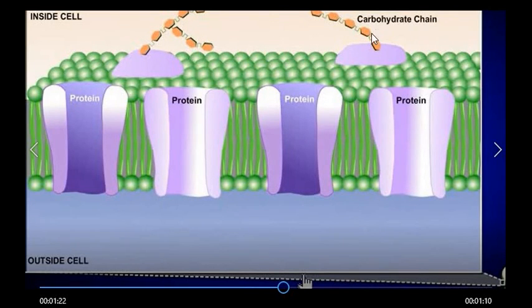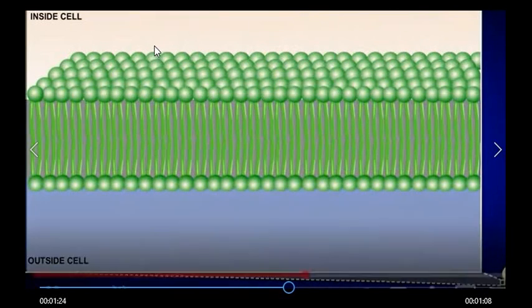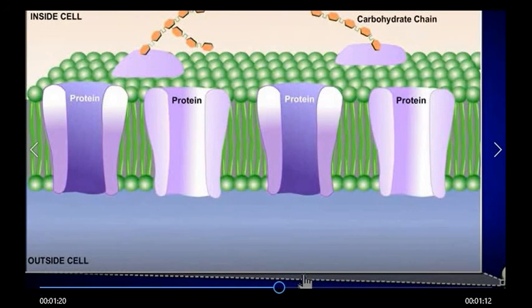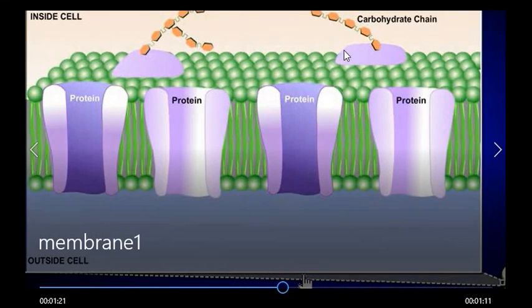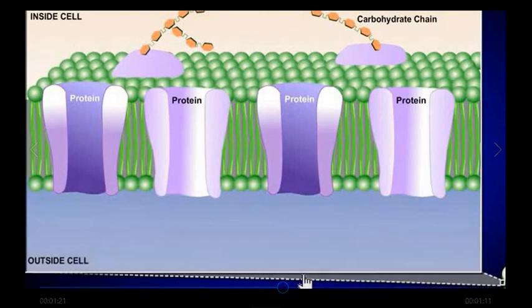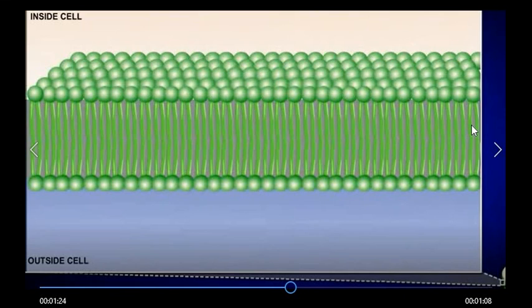Then the carbohydrate chains, which are also associated with the cell membrane, especially with the lipids. If they are associated with the protein molecules, they are called glycoproteins, and if they are associated with the lipid molecule, they are called glycolipid molecules. They play an important role in cellular recognition, right? Okay, now let's see what is next in this video.